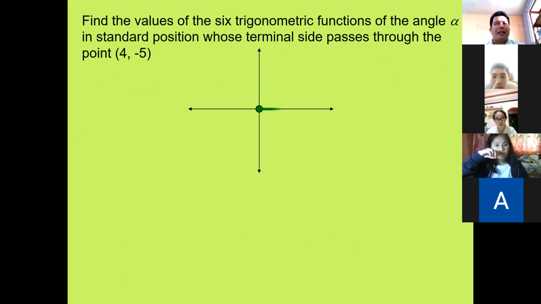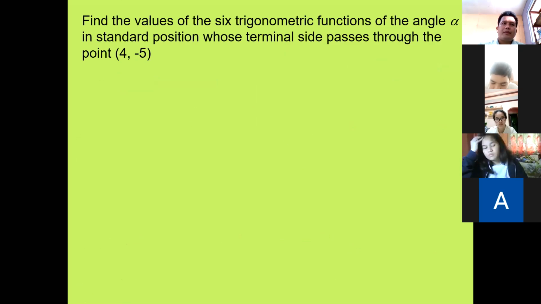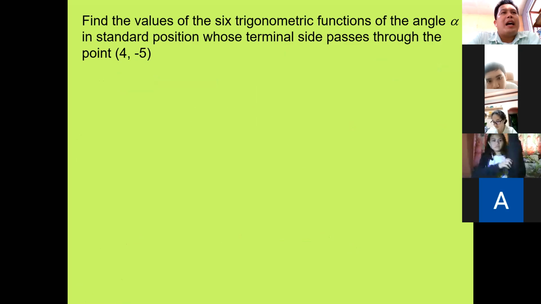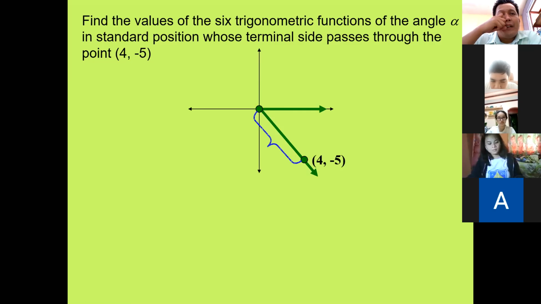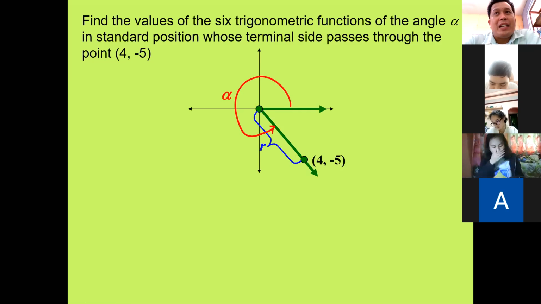Let's try this example, class. Find the values of the 6 trigonometric functions of angle alpha in standard position whose terminal side passes through the point (4, -5). So to draw the angle in standard position, it terminates in the fourth quadrant, because (4, -5) is located in the fourth quadrant. So this is now your illustration.